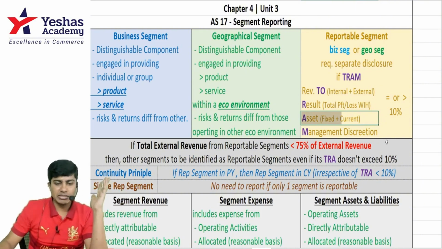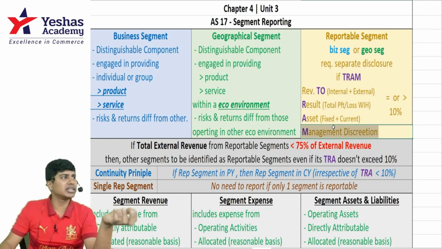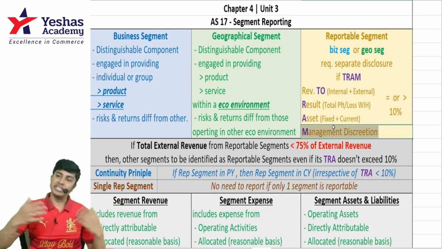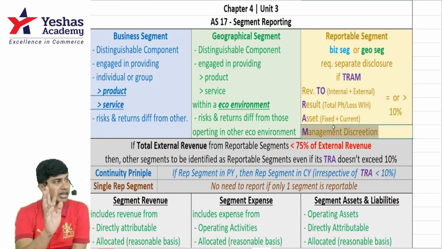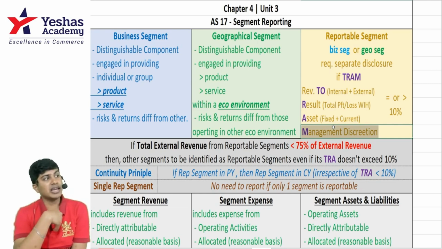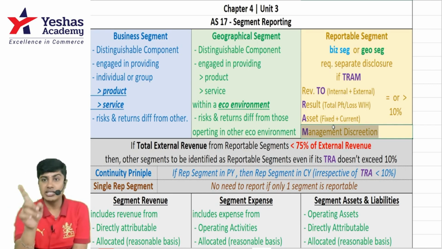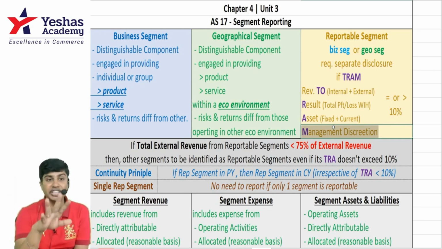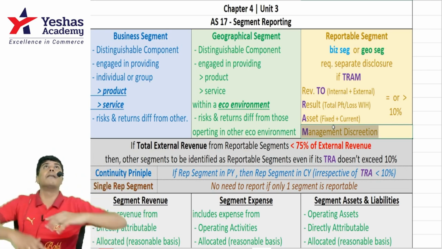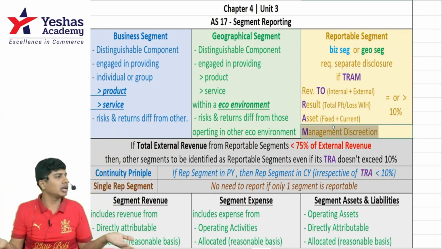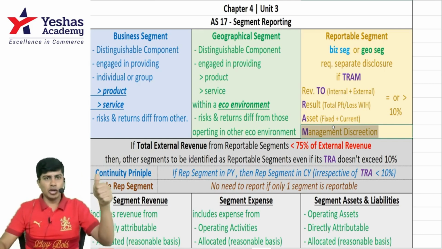Last one, management discretion. What is management discretion? Management, by its discretion, can pick any segment as a reportable segment, even though it doesn't fulfill that 10% criteria. Let's say some segment is 5% of the total revenue, 5% of total assets, or 4% of total result. Still, management believes it might be small today, but one fine day this segment will become a big segment. So they can start making it reportable from now on. I hope you all understood.